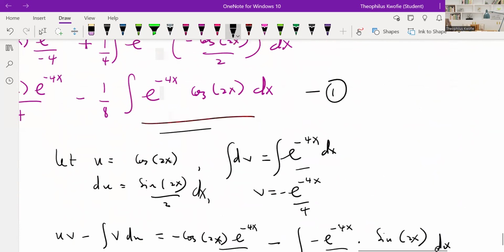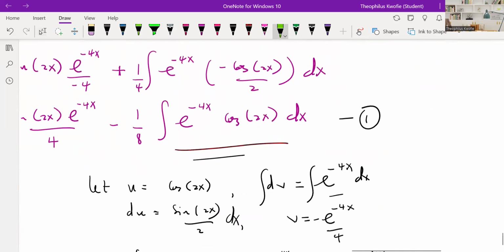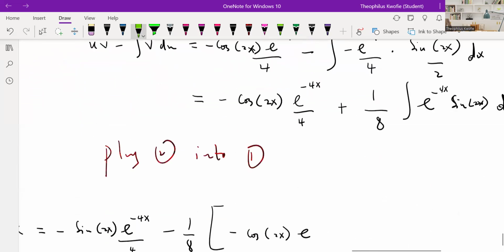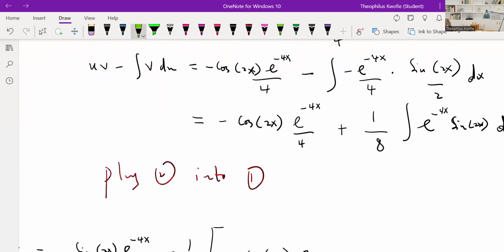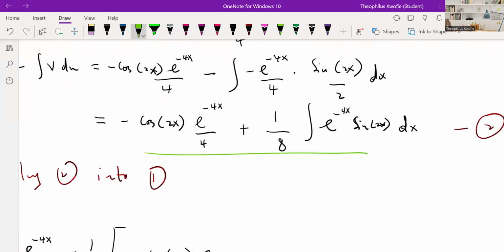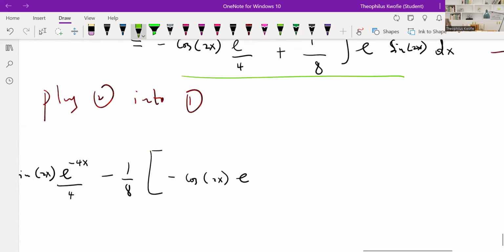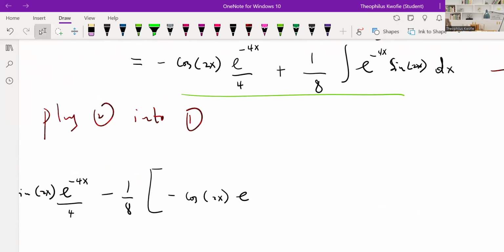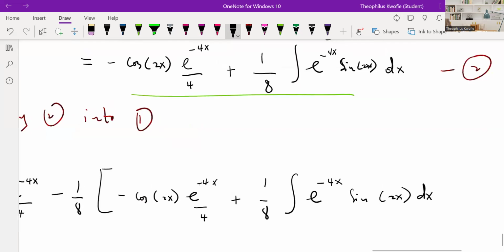So what is happening is that we are replacing the whole of this result by this particular expression that we had here, okay? So we are just plugging that into that, and that's what we are doing here. So take note of that. So we are having minus e to the power minus 4x on 4 plus 1 over 8, then the integral of e to the power minus 4x multiplying sine 2x dx, good.